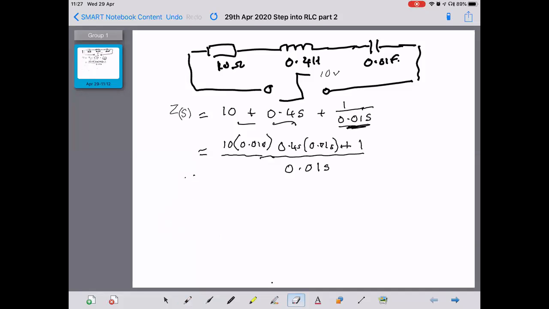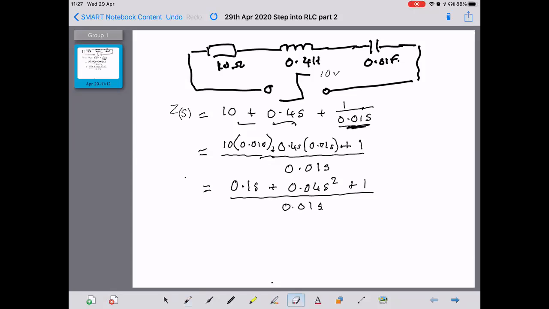We need to multiply out these terms in here. So 10 times 0.01 S is equal to 0.1 S. Plus 0.4 S times 0.01 S is 0.04 S squared. And then the end is just 1. And all of that is over 0.01 S.